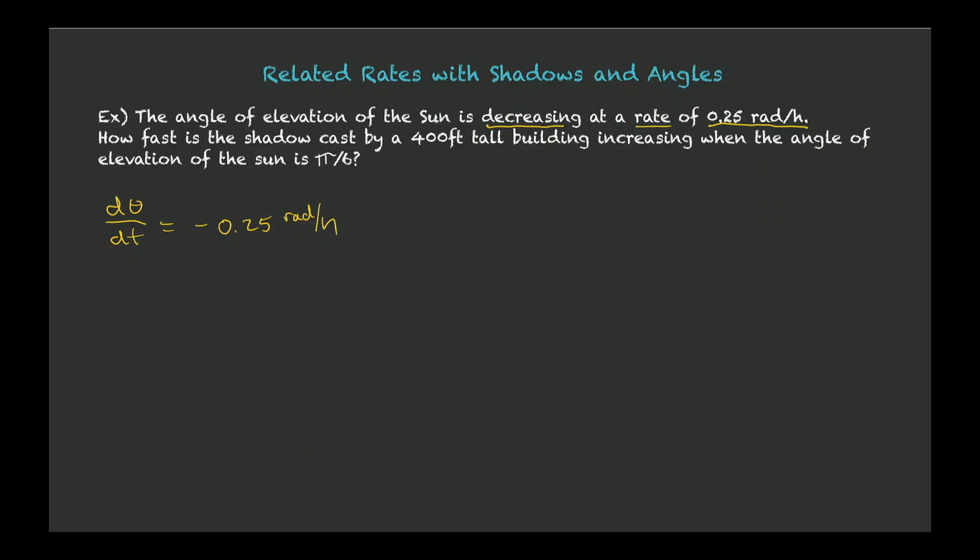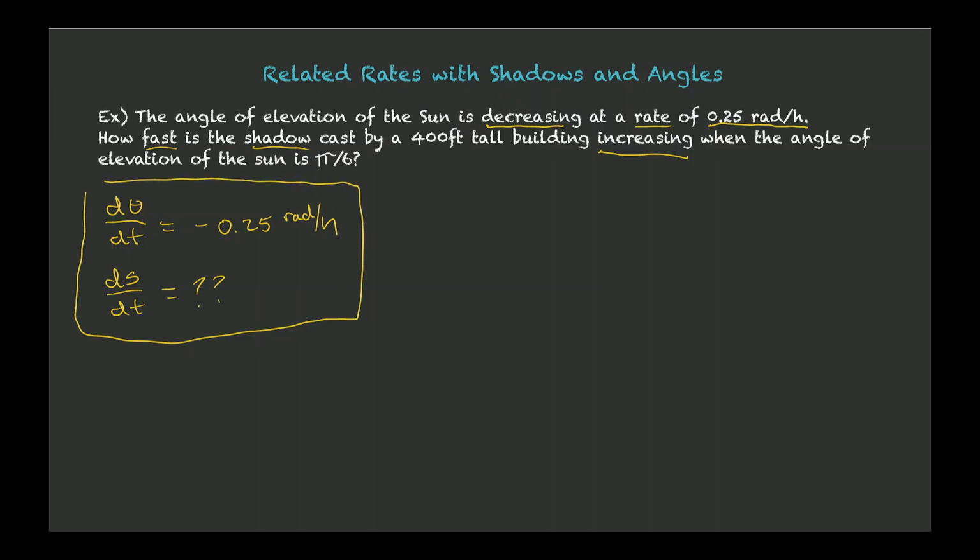So how fast the shadow is increasing, we can express that as ds/dt, the change in the shadow's length over time, is equal to question mark. So that's what we're looking for. Those are all the rates of change either told about in this problem or asked about in this problem. And again, that's the first key step in solving a related rate problem.